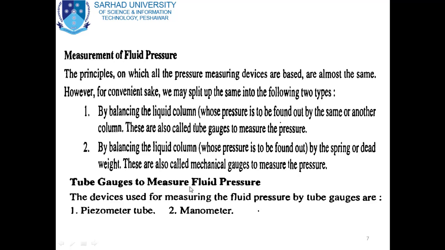Tube gauges to measure fluid pressure. The devices used for measuring the fluid pressure by tube gauges are number 1 piezometer, number 2 manometer. These are the two instruments or devices which are used for measuring the fluid pressure.